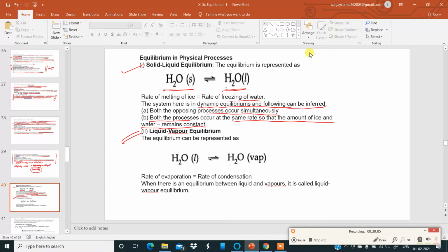Next one is liquid vapor equilibrium. This one is solid liquid, and this one is liquid vapor equilibrium, between liquid water and water vapor. Okay. The rate of evaporation is equal to the rate of condensation. So when there is equilibrium between liquid and vapor, it is called liquid vapor equilibrium.